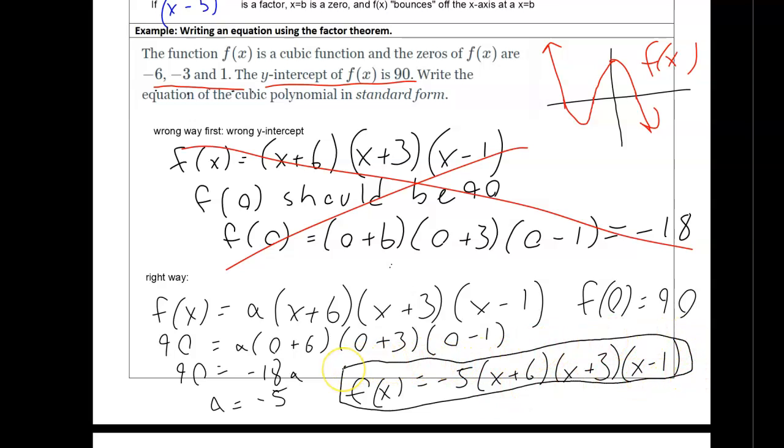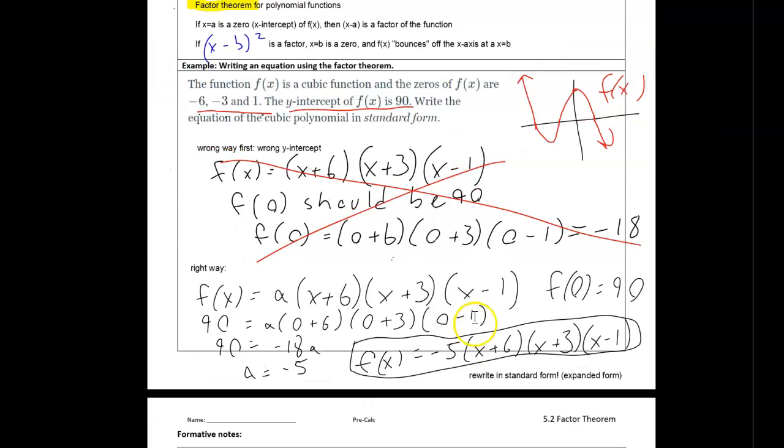And you can check: if I plug in 0, I get 90. And if I plug in any of my x-intercepts, -6, -3, or 1, I get 0. So this function satisfies all the qualities that were given. The last step would be to rewrite in standard form. I'm not going to do that for you in this video because you already know how to do that. Standard form is expanded form. So in other words, multiply it out.